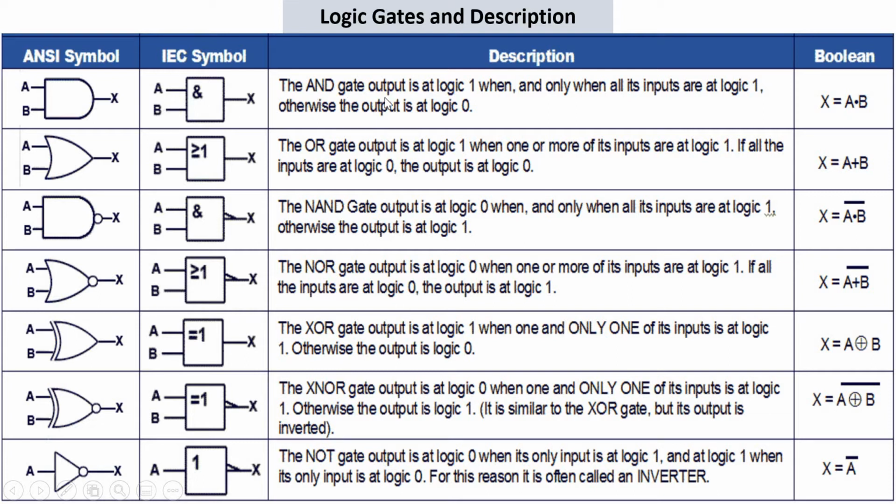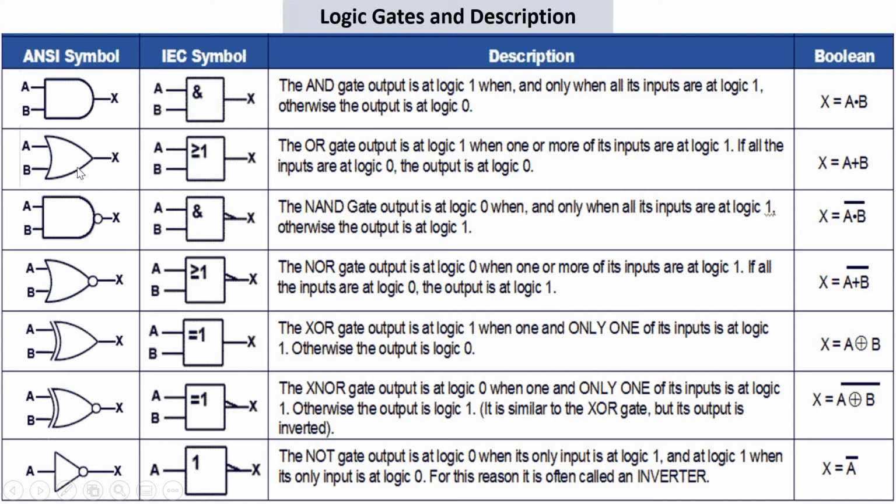The AND gate produces output logic 1 whenever both the inputs are 1. That means for two inputs you can apply four combinations like 0,0, 0,1, 1,0 and 1,1. In those four combinations, only for the 1,1 case will the AND gate produce output 1. And the Boolean expression for the AND gate is X is equal to A dot B.